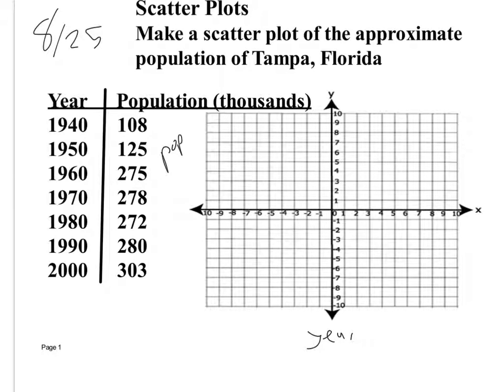Today we're going to talk about scatter plots. Scatter plots just show a relationship between two different sets of data. So this is a scatter plot of the approximate population of Tampa, Florida. What they've given you here is this table. It says years here, population in thousands. So this is not just 108, it's 108,000.